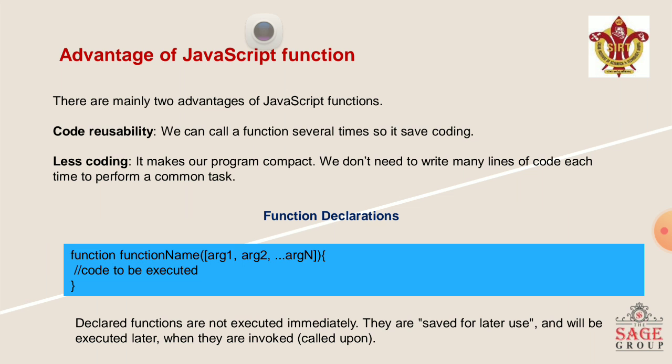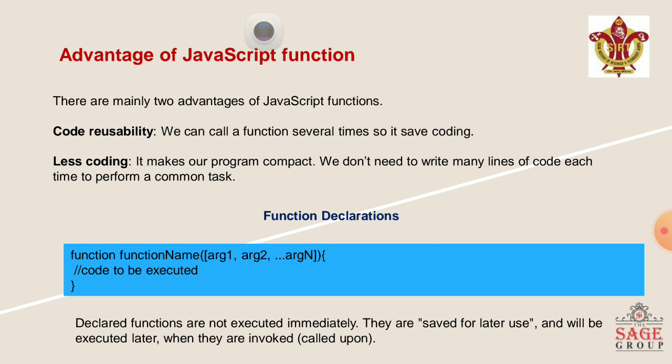Advantages of JavaScript functions. There are mainly two advantages of JavaScript functions: code reusability and less coding. Code reusability means we can call a function several times, so it saves code. Less coding means we don't need to write code each time to perform a common task.